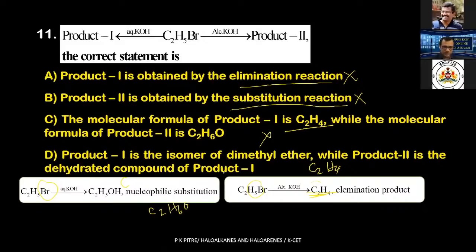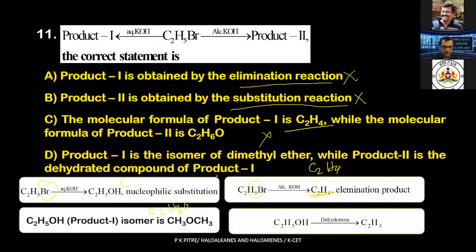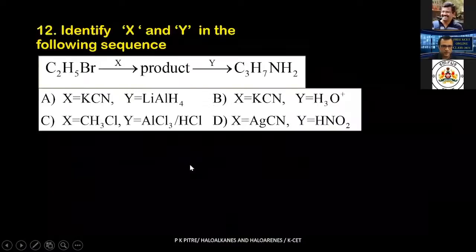Let us see. Product 1 is the isomer of dimethyl ether. What is product 1? Ethyl alcohol. Is it an isomer of dimethyl ether? Of course, you have learned it last year, alcohols are isomers of ethers. Look, formula: 2 carbon atoms, 3 plus 3, 6 hydrogen atoms and 1 oxygen. Yes, it matches. What about this? Ethyl alcohol on dehydration gives C2H4, correct. C2H4 is a dehydrated product. So product 2 is a dehydrated product of 1. Very right. So if you have come to the conclusion that D is your option, then conceptually you are very, very correct. Let's go to the next question.